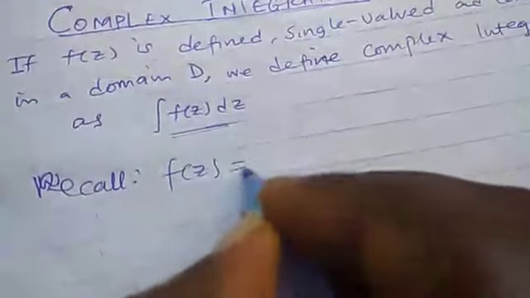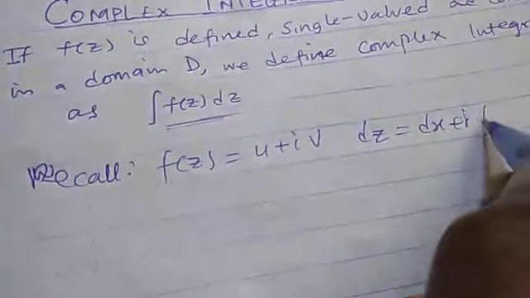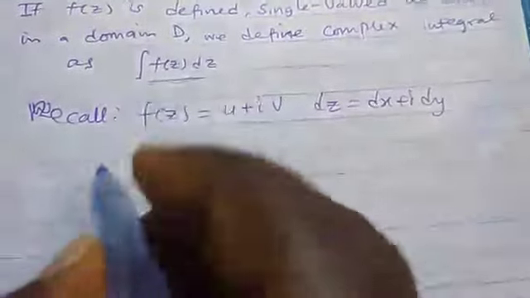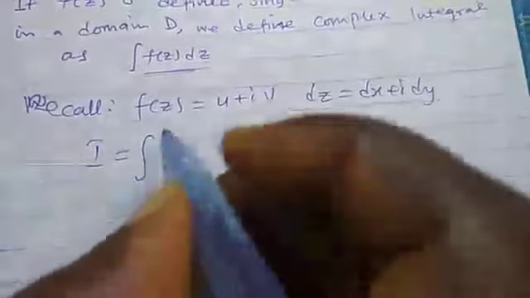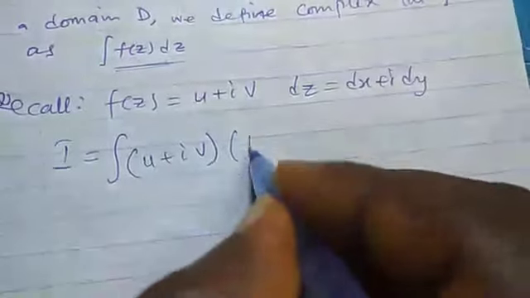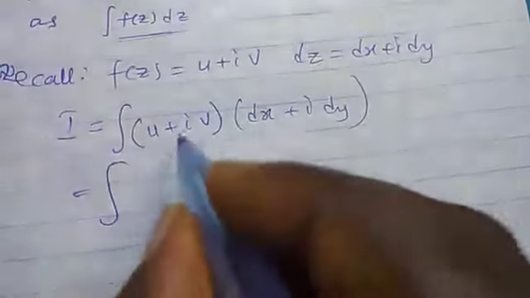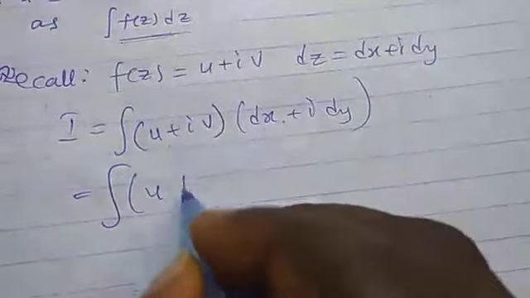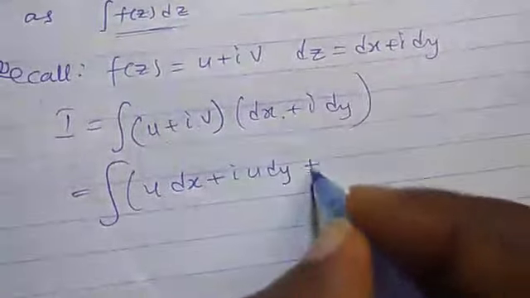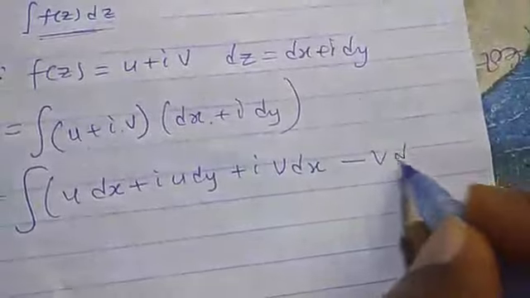that f of z is u plus iv, while dz is dx plus i dy, because z is x plus iy. Now let's substitute what we have there. Let's say I is the integration. f of z will now become u plus iv, and dz will be dx plus i dy. If you expand, you have u dx plus i u dy, plus i v dx, and this one will be minus v dy.